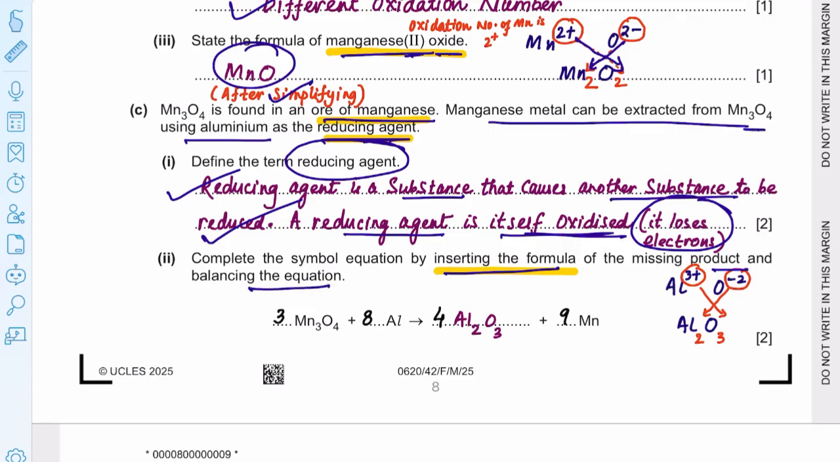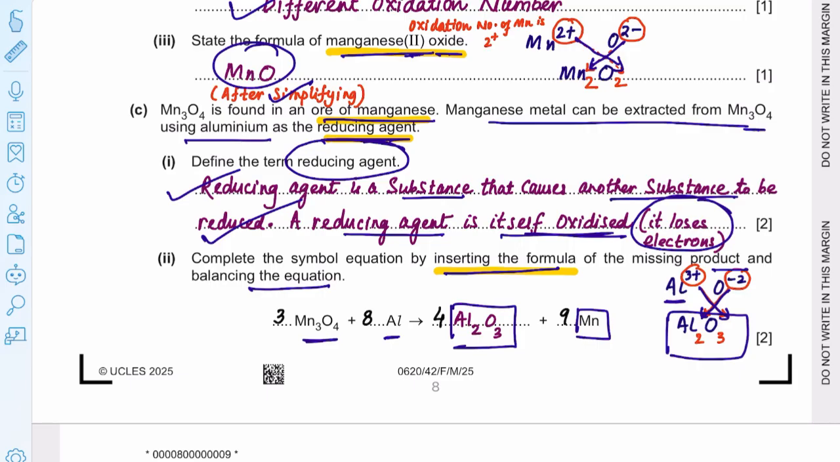Complete the symbol equation by inserting the formula of the missing product and balancing the equation. Simple. You can see here aluminium, right? Al we have as 3+ positive ions. Oxygen we have 2-, that is the oxidation number. So if I put 2 here and 3 here, it should be Al2O3, right? So I got Al2O3 here, and manganese is already given. Do you understand clearly?